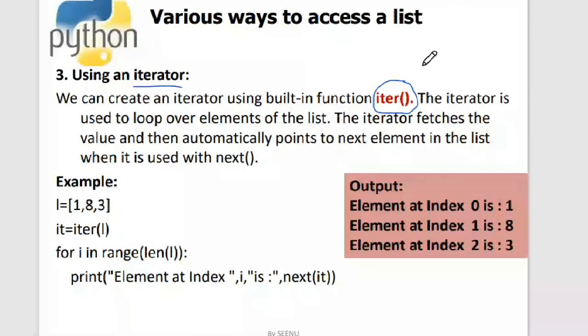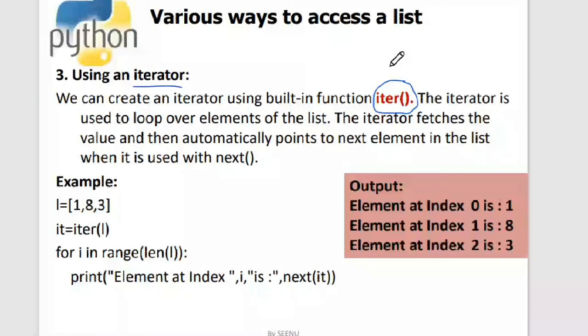Yes, ma'am. Okay, so what is iter? Iter is a built-in function which is an iterator. The iterator is used to loop over elements of the list. The iterator fetches the value and then automatically points to the next element in the list when it is used with the next function. So compulsorily you have to associate this iter with the next.